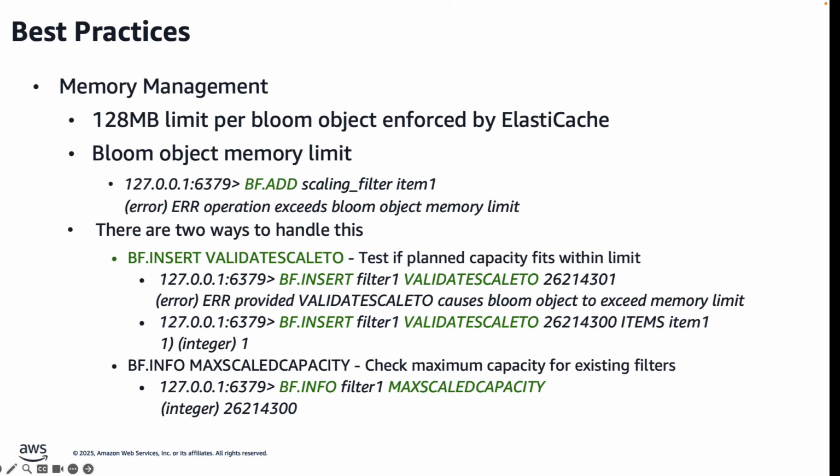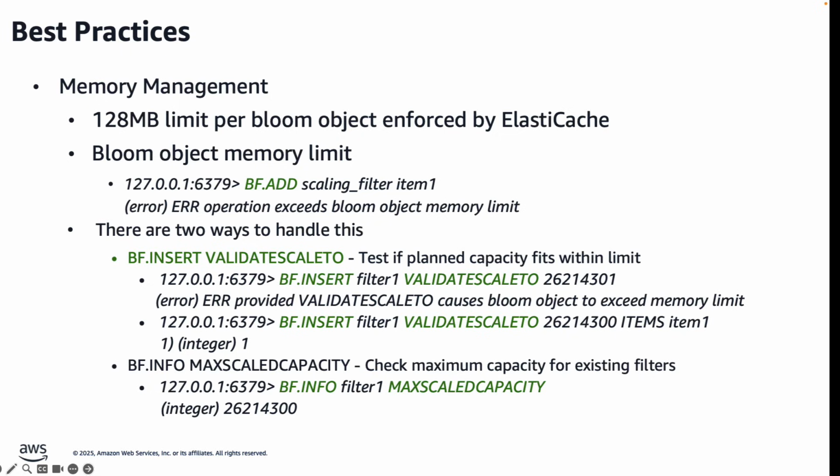You can address this in two ways. First, before implementation, check your capacity requirements and use the bf.insert command with the VALIDATESCALETO option to make sure you plan filter capacity, along with other configured properties, so it fits within the 128 megabyte memory limit per object. This helps prevent insertion errors later due to memory constraints while maintaining your desired accuracy. Second, for existing filters, use the bf.info command to find out the maximum capacity that your scalable Bloom filters can expand to hold. This helps plan for your application requirements before hitting memory limits.